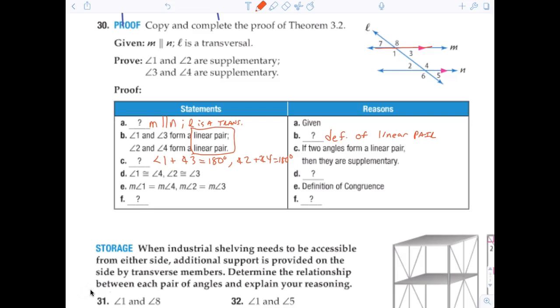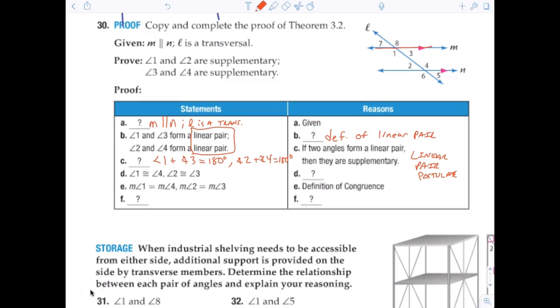And if you wanted to, instead of writing all that, you could put the linear pair postulate. Now, why is angle 1 congruent to angle 4 and angle 2 congruent to angle 3?